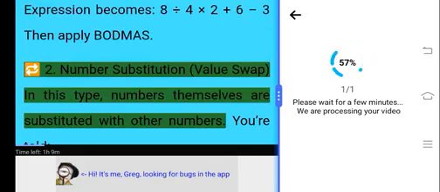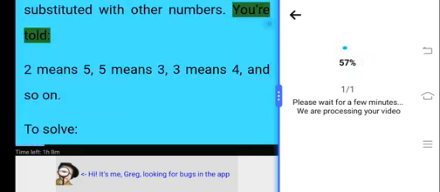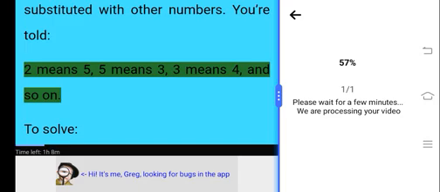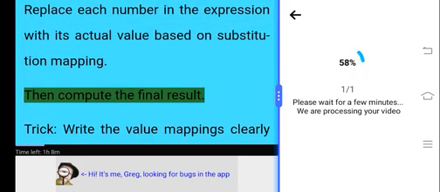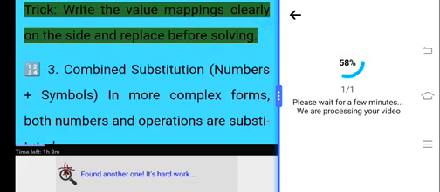2. Number substitution, value swap. In this type, numbers themselves are substituted with other numbers. You're told 2 means 5, 5 means 3, 3 means 4, and so on. To solve, replace each number in the expression with its actual value based on the substitution mapping, then compute the final result. Trick: write the value mappings clearly on the side and replace before solving.